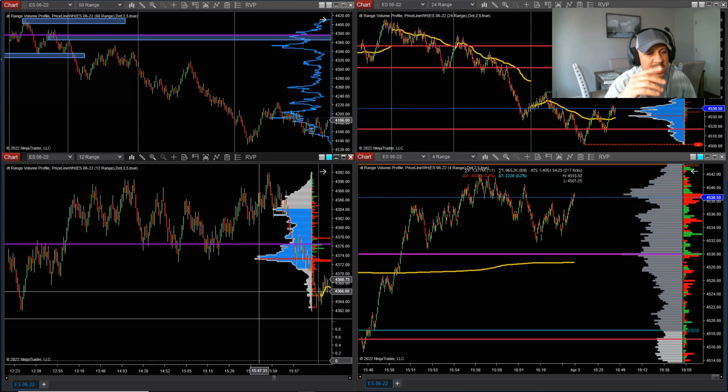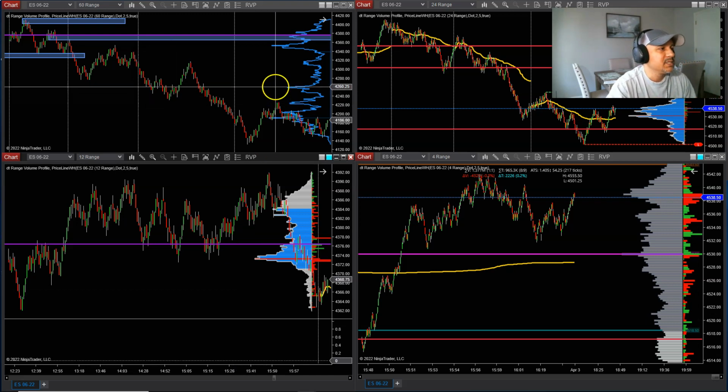So with supply, I'm always thinking about shorts. With demand, always be looking for opportunities to buy. I'm going to show you an opportunity where you could have gone short, and we'll start off with that. So this is what I do step by step. I look at my higher time frame, my 60 range chart.